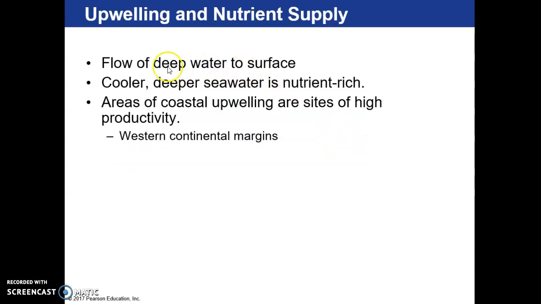Our upwelling and our nutrient supply is super important to pay attention to, because if your creature lives in that area, that's going to impact what your food web looks like, because it's highly, highly productive and your creature probably eats several different things. So just kind of keep that in mind.